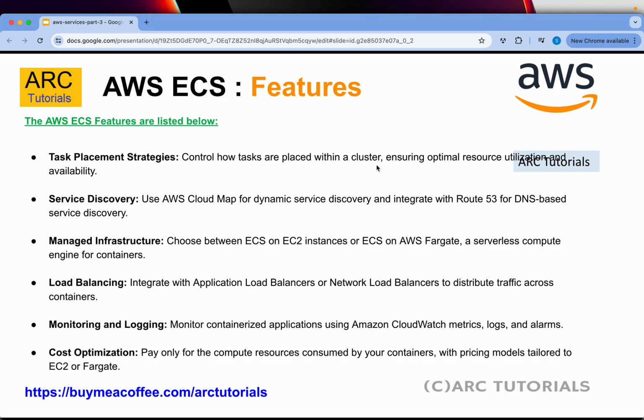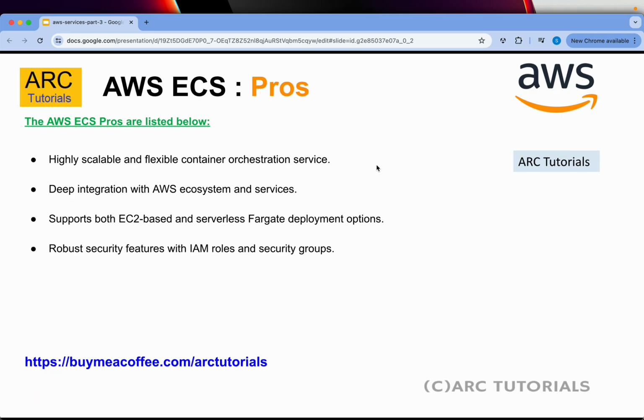All of this integrates with the load balancers, which means that the traffic gets distributed between the different containers. Obviously, there is built-in monitoring and logging that comes in with Amazon CloudWatch. Cost optimization, you only pay for the compute resources consumed by your containers with pricing models tailored to EC2 or Fargate, whichever you choose.